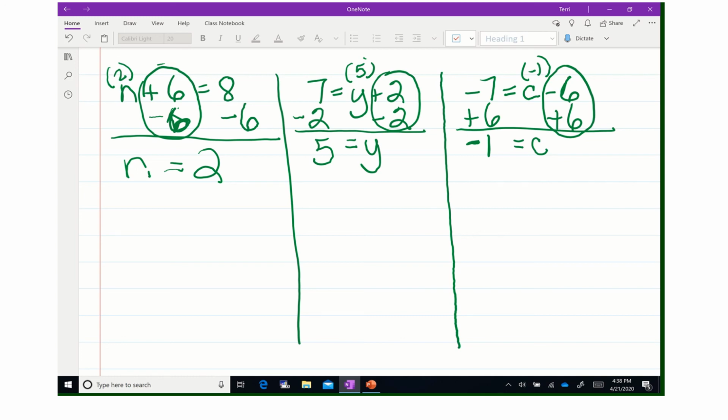This is how we solve one-step addition and subtraction equations.